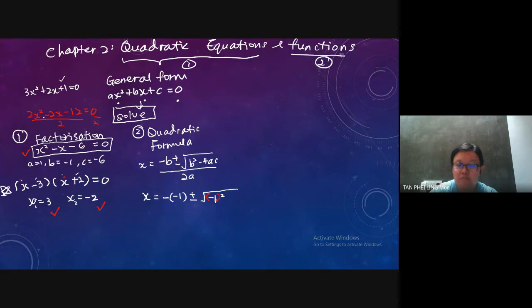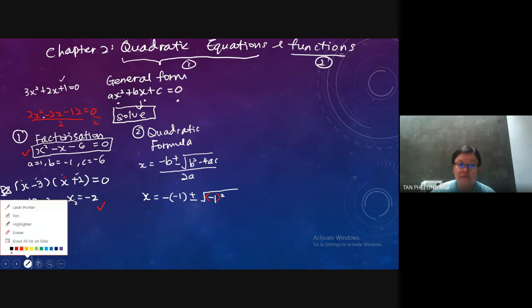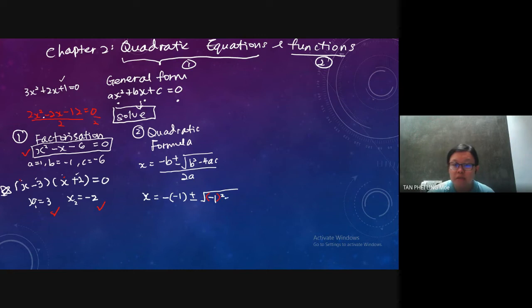So there is a bracket here. Without the bracket, you will be wrong. The whole question wrong, in fact. So it's not worth it. Okay. So b squared minus 4, what is my a? My a is 1. My c is minus 6. Okay. And then over 2a. My a is 1 again. So this one, be careful.